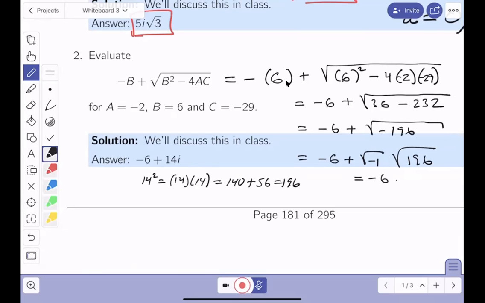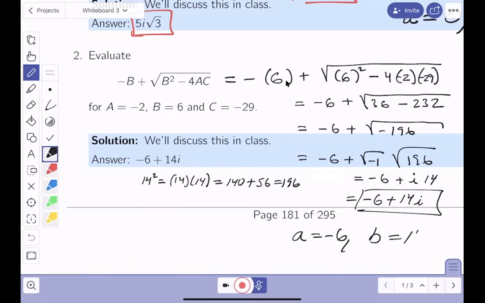What's going to be? -6 plus i, that's the square root of -1. And the root of 196 is 14. So what is this thing written down as? -6 plus 14i. Be aware that WebAssign may ask you what the A is. The A is -6, and they may ask you what the B is. The B is 14. All right, that's number 2. Let's go to number 3.